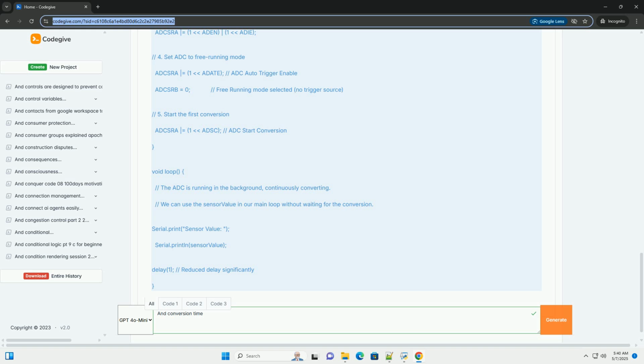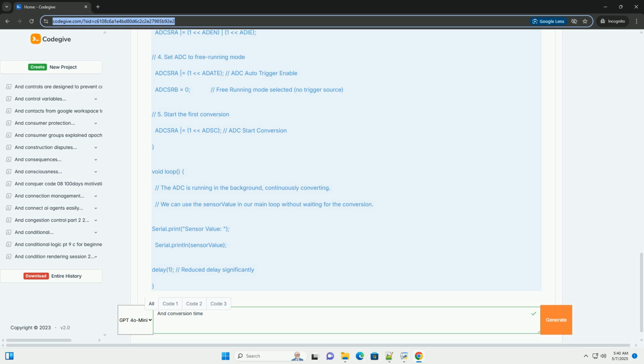Acquisition time, sampling time: before conversion can begin, the ADC's input sampling capacitor needs to charge to the input voltage. This charging process requires a finite amount of time, known as the acquisition time. The source impedance of the analog signal and the input capacitance of the ADC influence the required acquisition time. A higher source impedance necessitates a longer acquisition time.